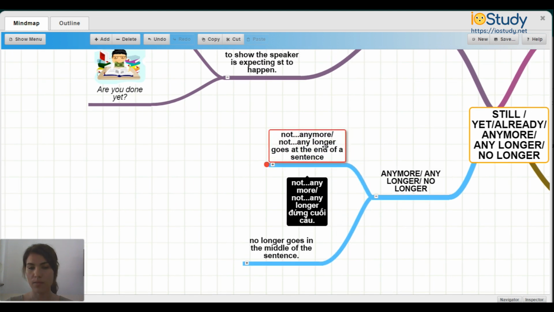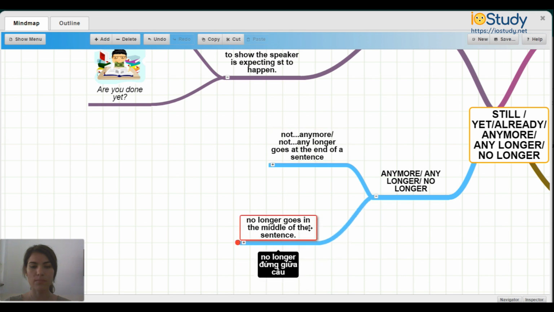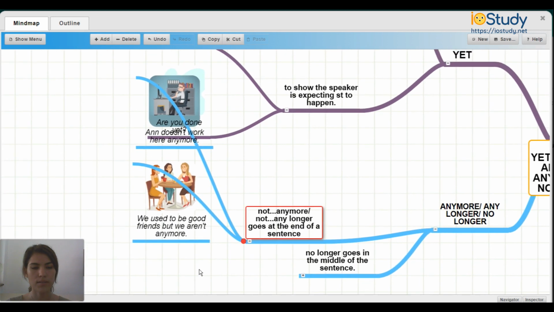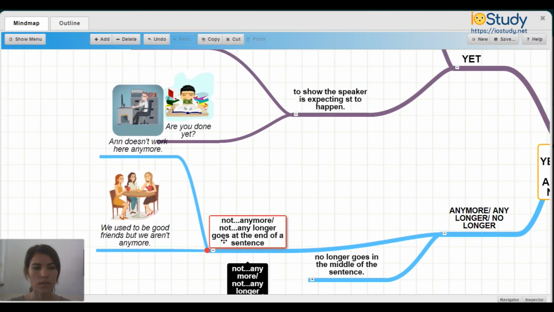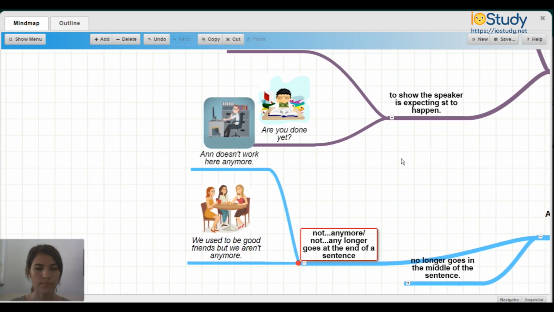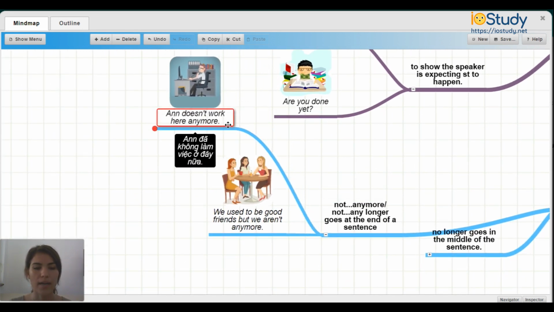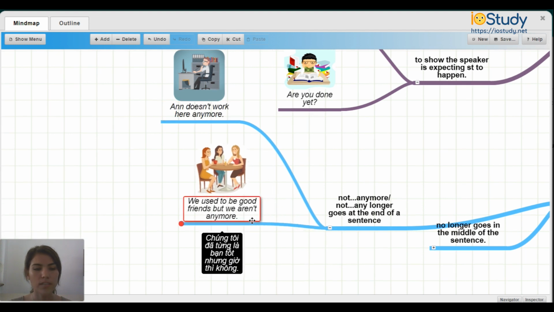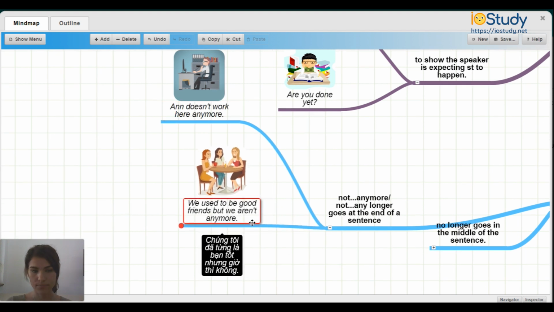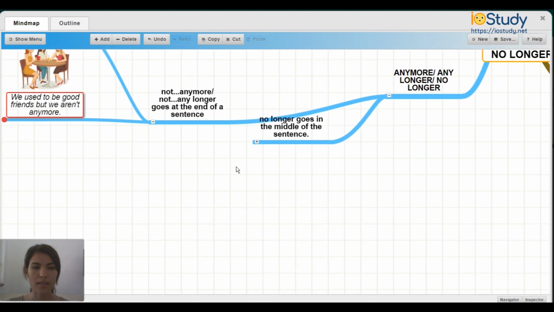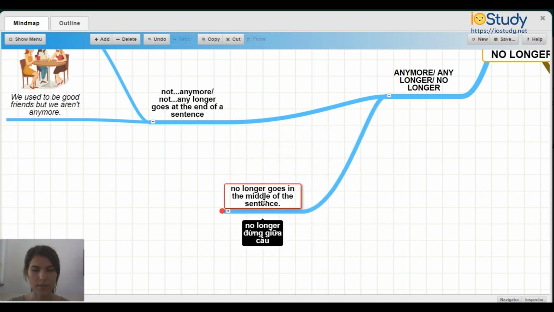We use not anymore or not any longer at the end of a sentence, and no longer goes in the middle of the sentence. So for example, here we have some examples. Anne doesn't work here anymore. And we used to be friends, but we aren't anymore. So both of these are using not anymore or not any longer.